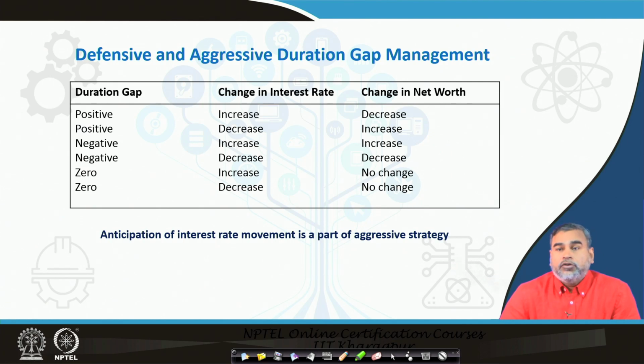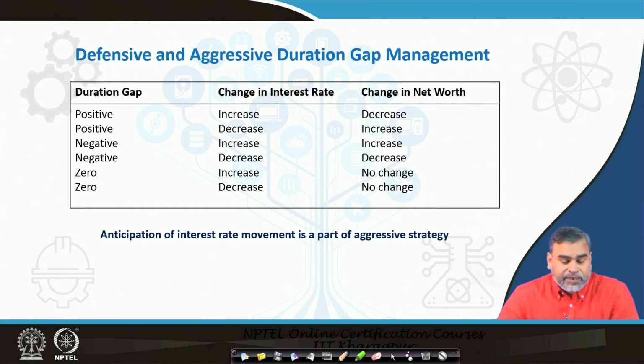Here in this case also, like in dollar gap analysis, we can have defensive and aggressive duration gap management. In defensive duration gap management, what we are trying to do is keep the value of equity intact. We are trying to make the duration gap 0. If you can make your duration gap 0, then any change in the interest rate is not going to affect the net worth. We have already seen this when we discussed the dollar gap.